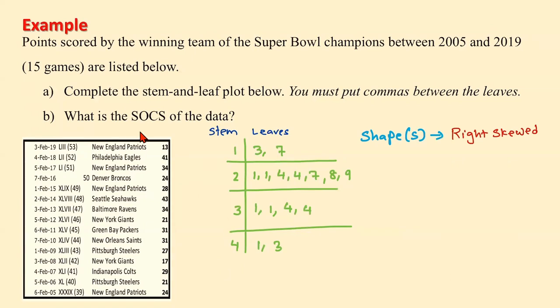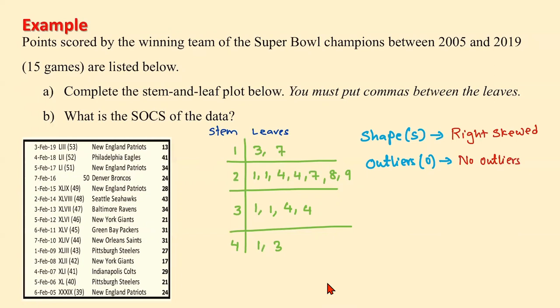O means, are there any outliers? Compared to the other values, are there any numbers which are significantly small or significantly large? We don't see that. If there was one number like 90, that would be a very big number compared to the other set, and that would be an outlier. So here we can say there are no outliers. That's O.